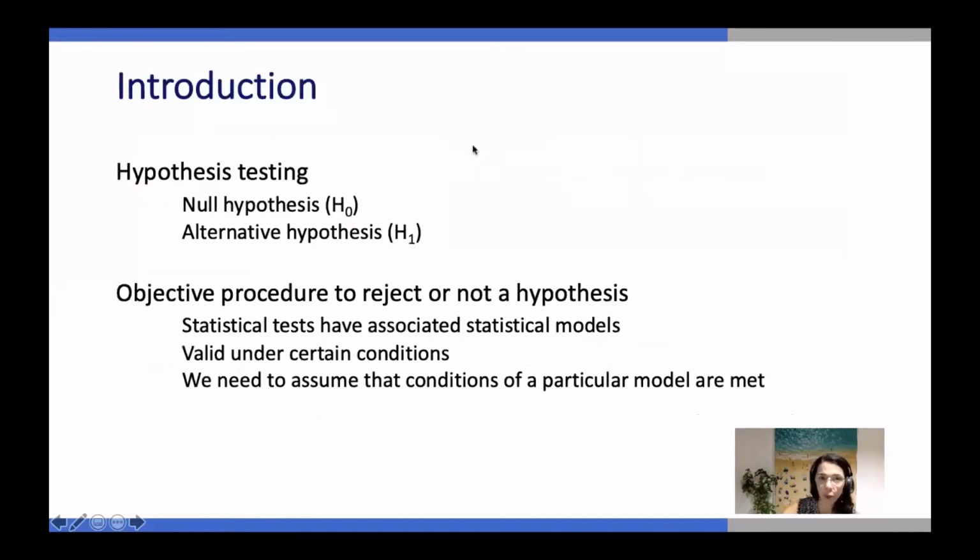So after we briefly reviewed these topics, we are going to talk about the statistical tests. So how can we use objective procedures to reject or not a hypothesis? We have to remember that the statistical tests, these procedures, have associated statistical models. So they are valid under certain conditions, and in order to apply them, we need to assume that conditions of a particular model are met.